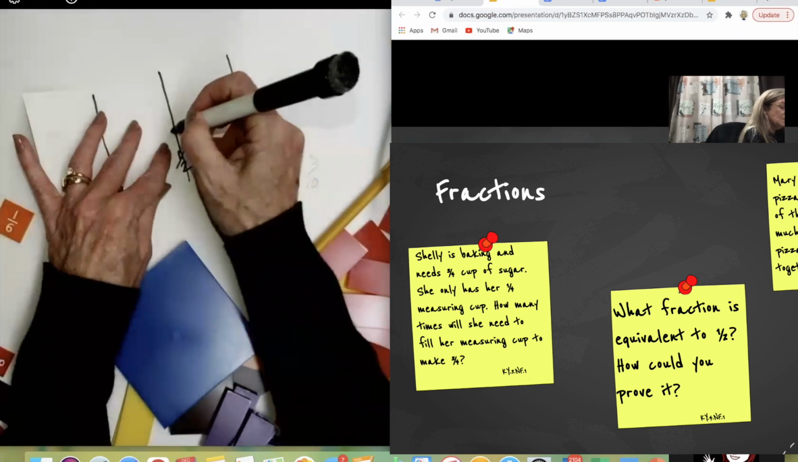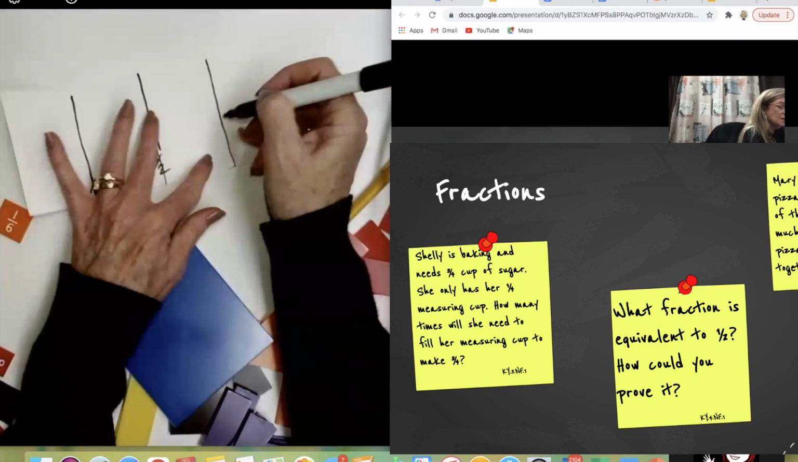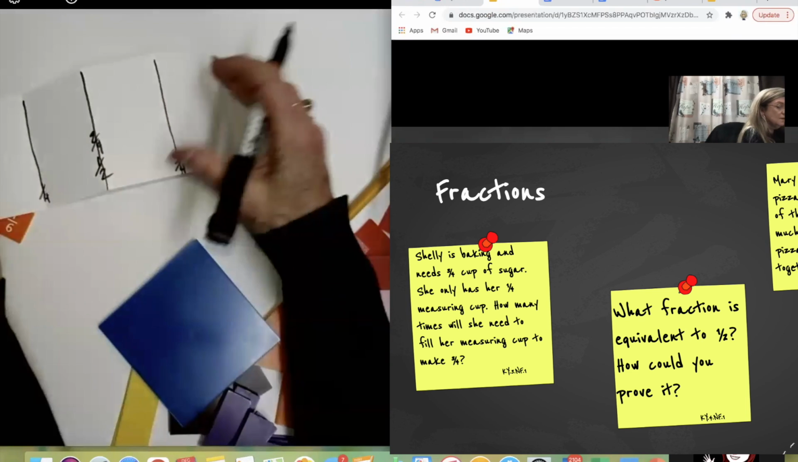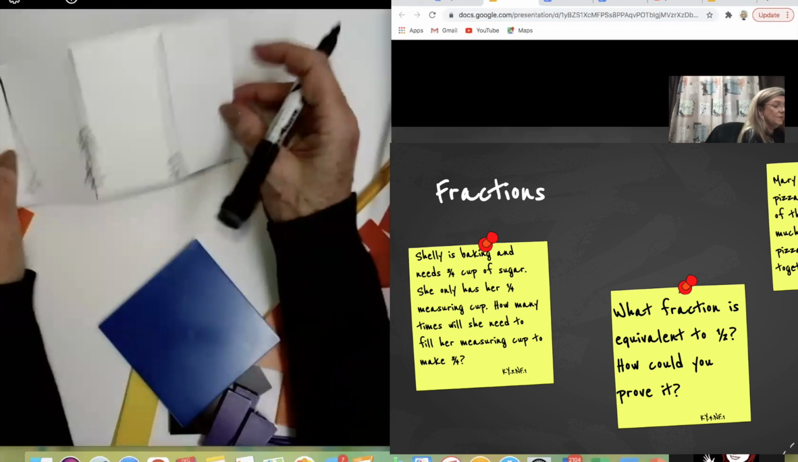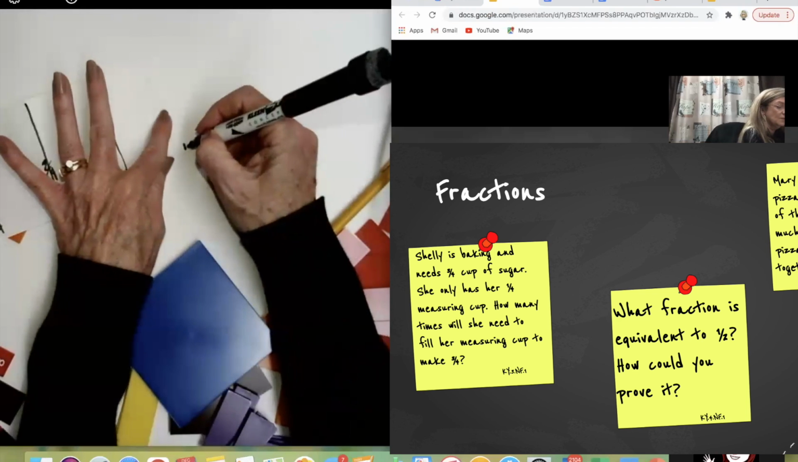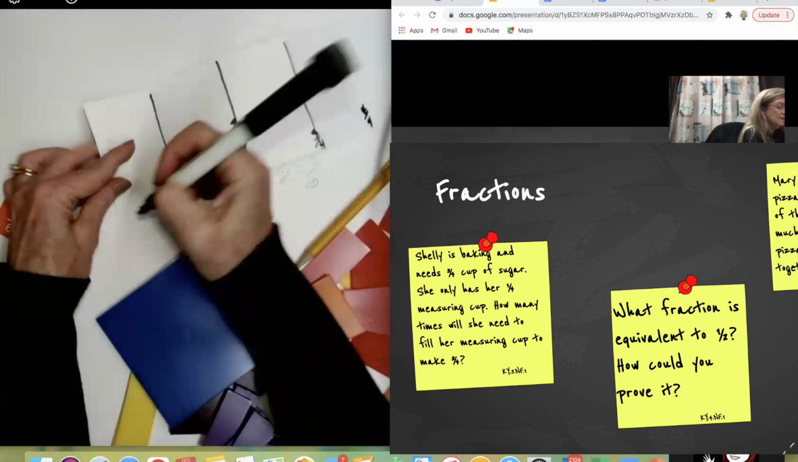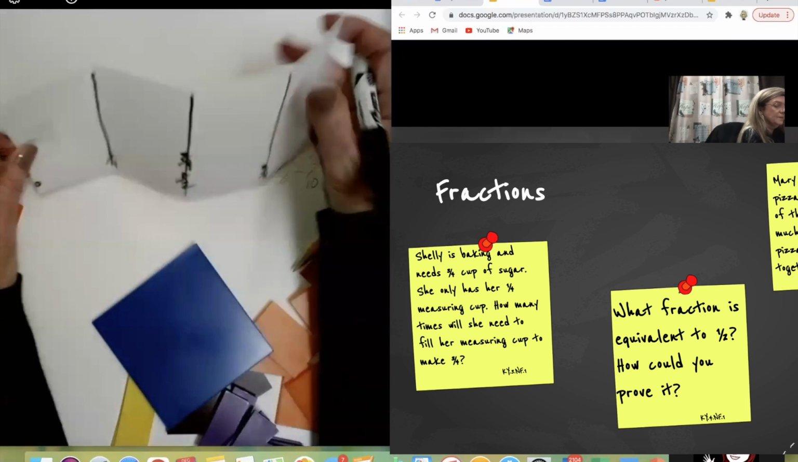This would be 2/4. 3/4. 1/4, 2/4, 3/4, and over here would get us to 4/4. If we were looking at this as if it were a number line, that's how you need to think about it. Like this would be 0 over here.